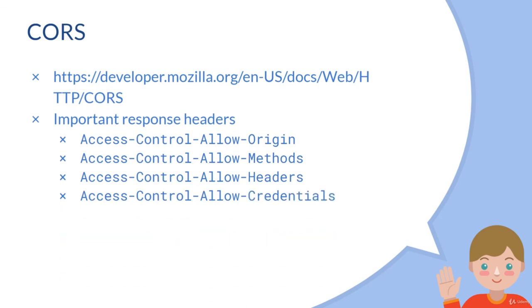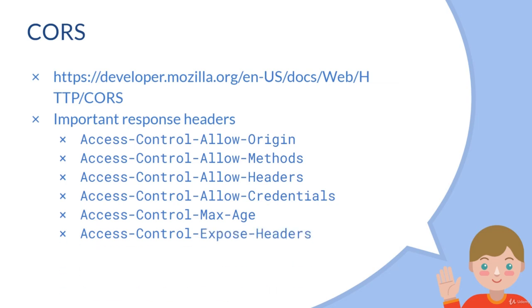Access-Control-Allow-Credentials indicates whether the browser should include credentials on the request. Credentials in this case means browser cookies, saved HTTP passwords, and TLS client certificates. Access-Control-Max-Age indicates the maximum number of seconds that the browser should cache this CORS response. Access-Control-Expose-Headers lists the HTTP response headers, including custom headers, that can be returned during the response.